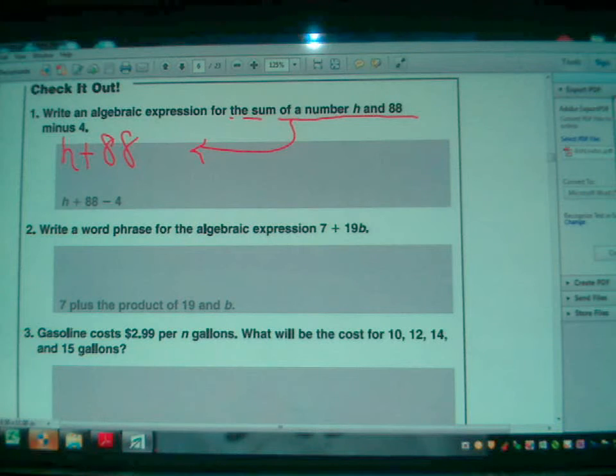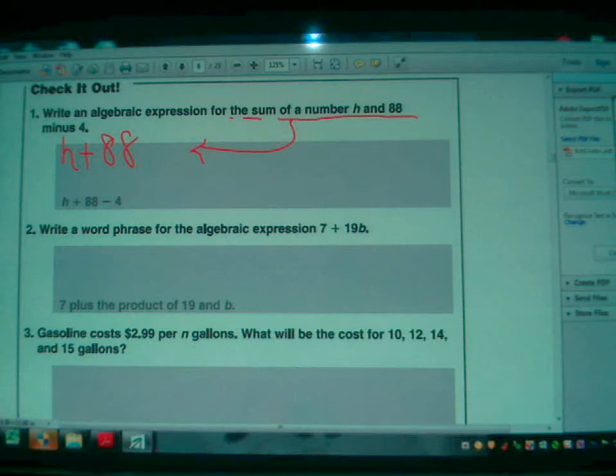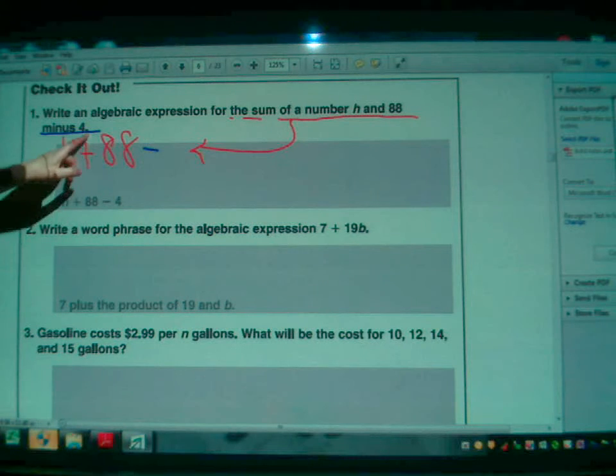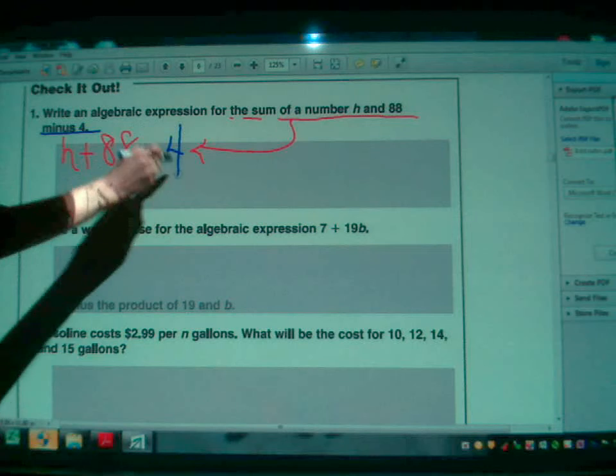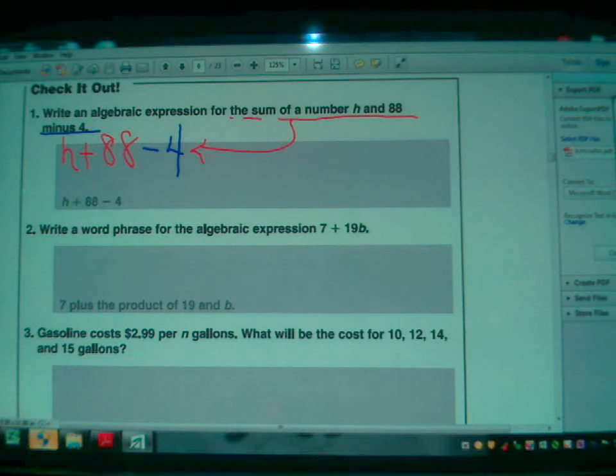All right, now, there's a second part to the question, though. It then says minus 4. All right, so now I have to add that onto my expression here in order to say that I'm done. So you have to know what minus means. Well, if you look at your table, minus means subtraction. So now I'm going to include a subtraction sign, and what am I subtracting? Well, there's only one number here. I'm subtracting 4. And as you can see, h plus 88 minus 4 is the final algebraic expression.